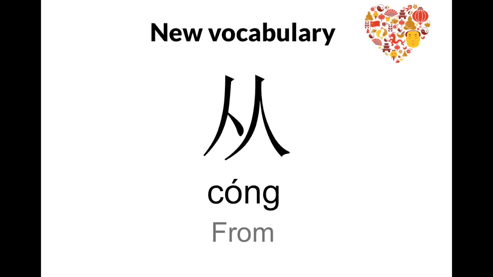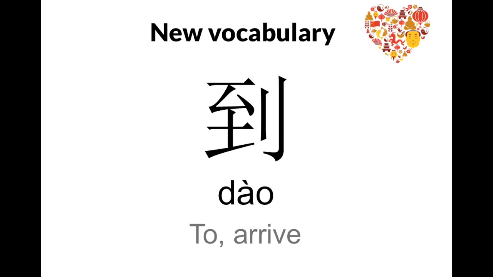从, second tone, from. Used in various contexts, but today we're going to use it as the distance from one place to another. So 从, from. 到, to or arrive. The absolutely most common usage for this word is to arrive. But as I said, just like 从, we're going to use 到 as going from one place to another. 到, fourth tone.